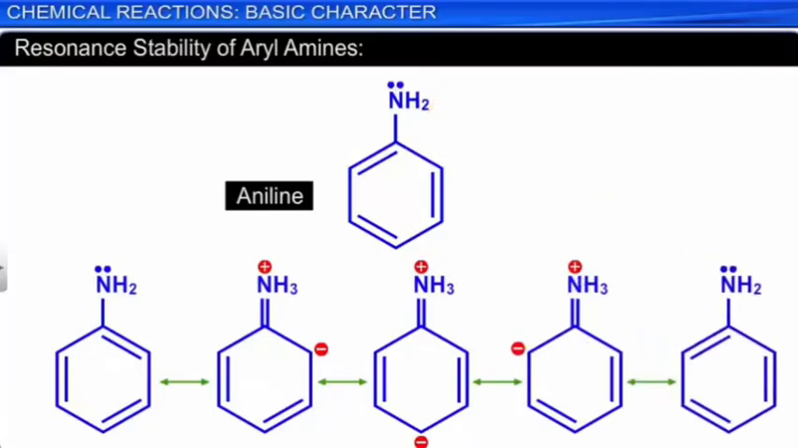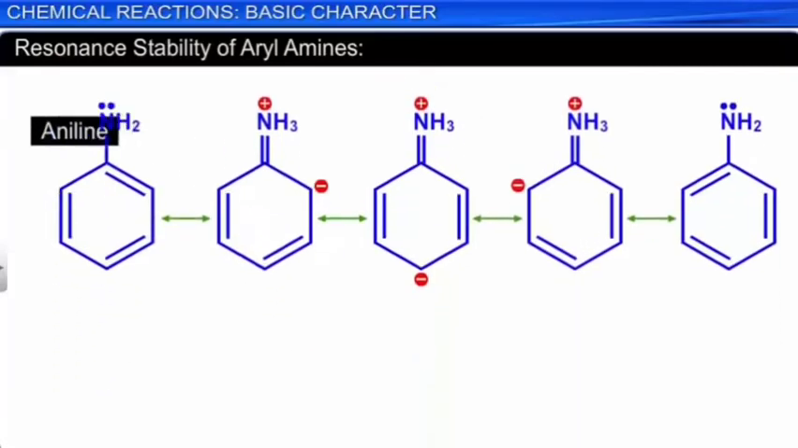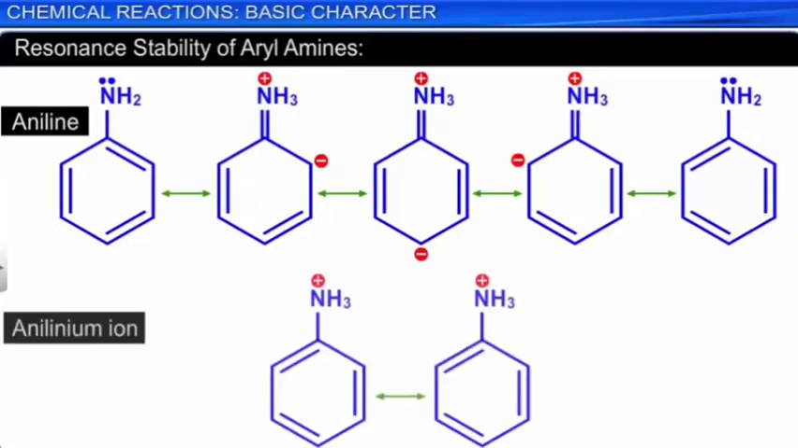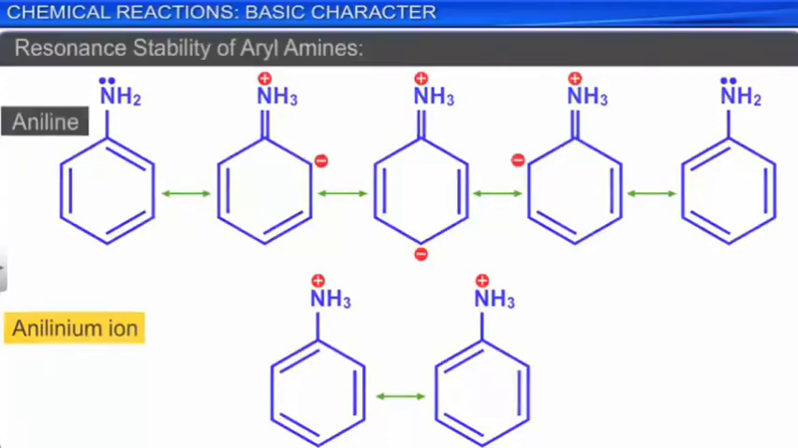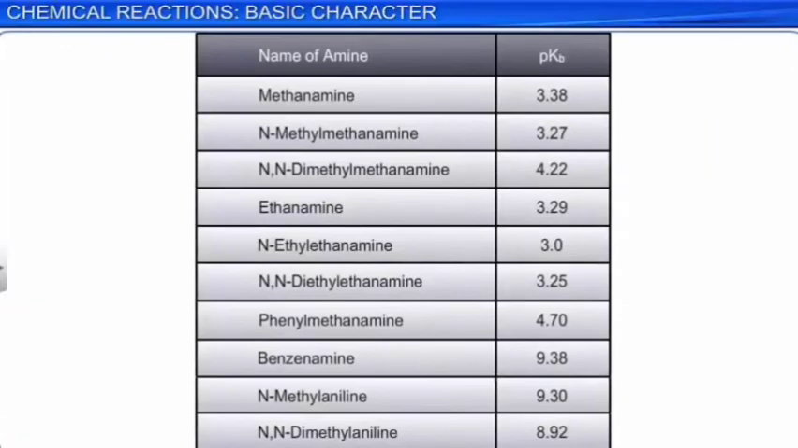On the other hand, the protonated aniline or anilinium ion, obtained by accepting a proton, can have fewer resonance structures than aniline. You know that the greater the number of resonance structures, the greater the stability. Thus, aniline is more stable than the anilinium ion. Hence, the proton acceptability or basic nature of aniline or other aromatic amines would be less than ammonia.